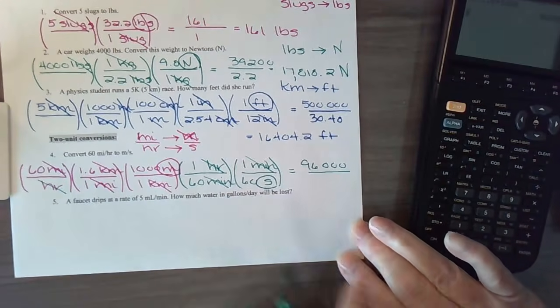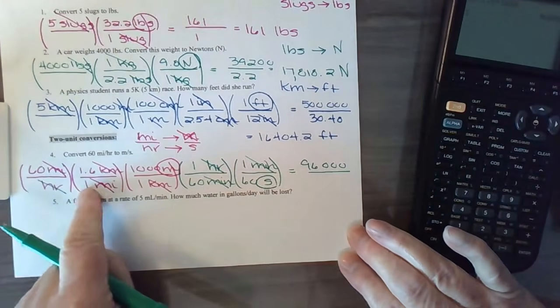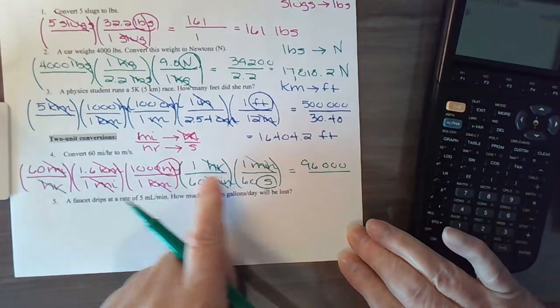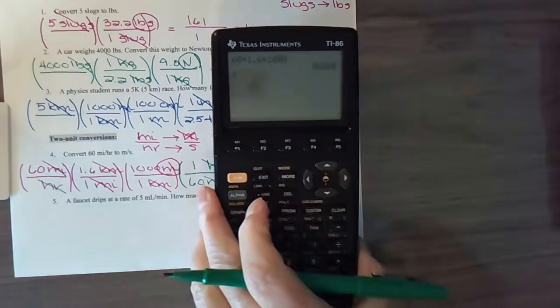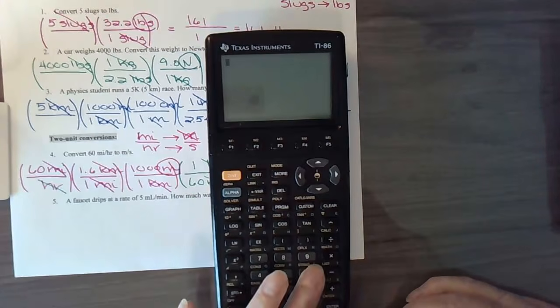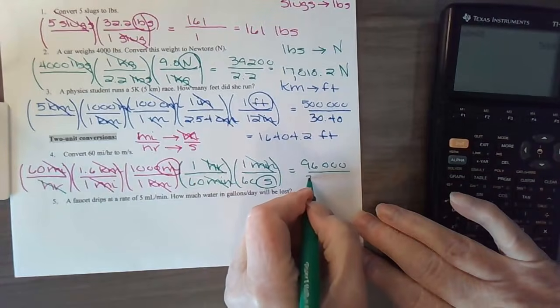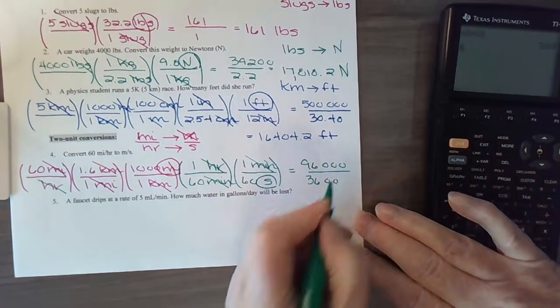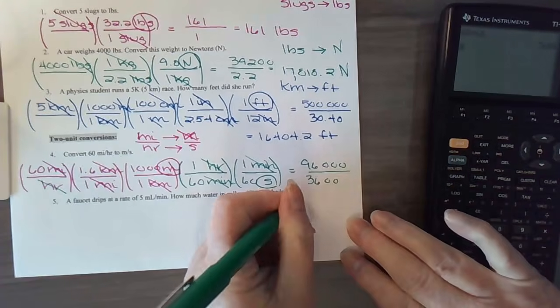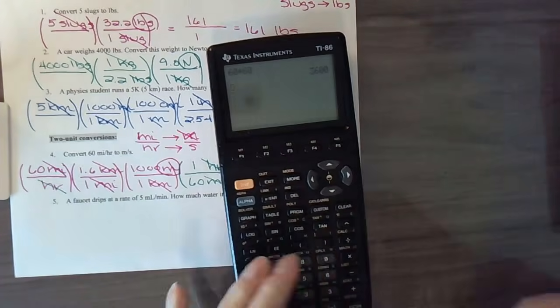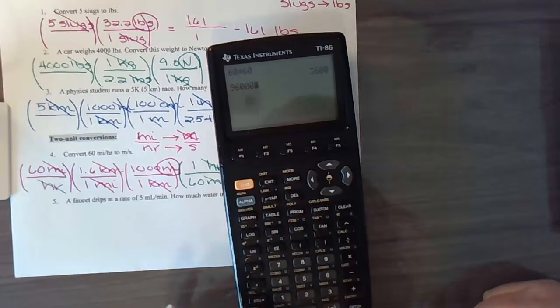All right, on the bottom, I have 1 times 1 times 60 times 60. So I'll skip the 1 times 1s. 60 times 60, 3,600. Now I'm going to divide them. So 96,000 divided by 3,600.